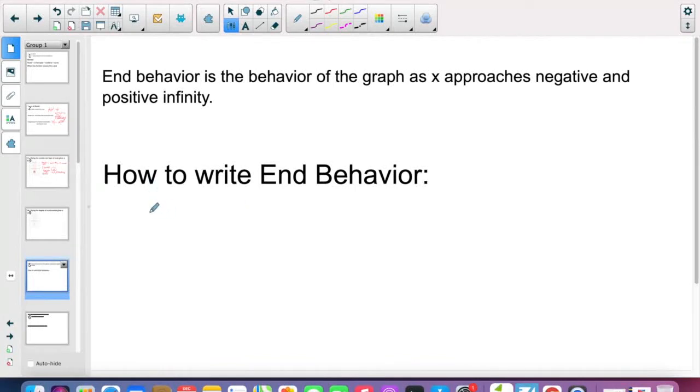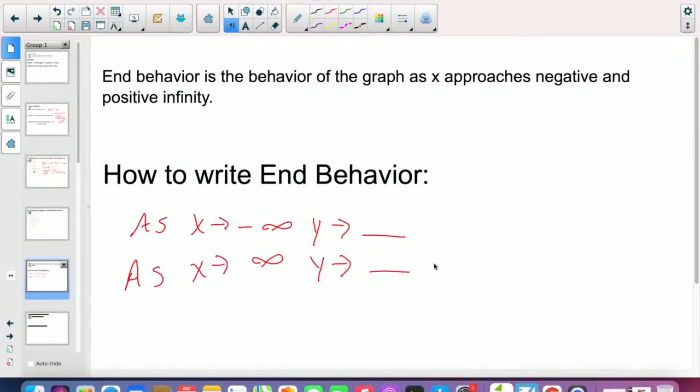We will start with as x approaches -infinity, y approaches, and then we'll figure out whether it's going up or down. If it's going up, it would be approaching infinity. If it's going down, we would be approaching -infinity. The second part of end behavior, you would write as x approaches infinity, y approaches blank, either infinity or -infinity, depending on whether it's pointing up or down. So we always start out the same way.